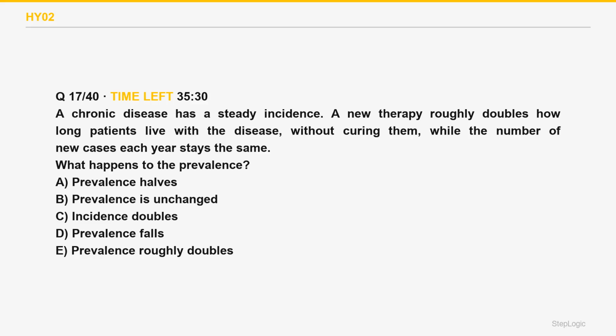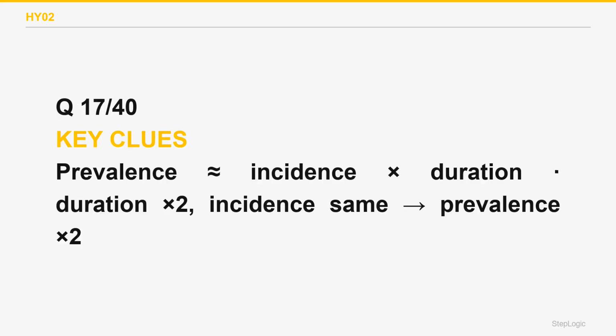What happens to the prevalence? A chronic disease has a steady incidence. A new therapy roughly doubles how long patients live with the disease without curing them, while the number of new cases each year stays the same. Read the command: effect on prevalence. Prevalence tracks incidence times duration. Prevalence is approximately incidence times duration.